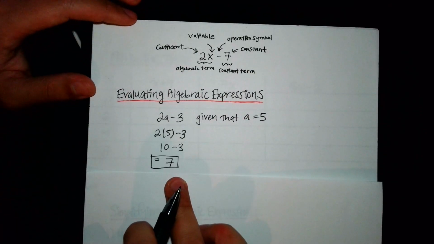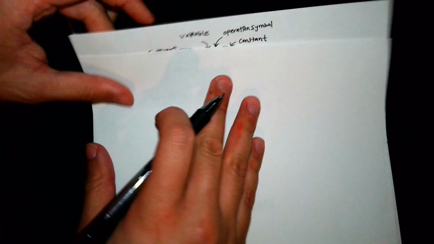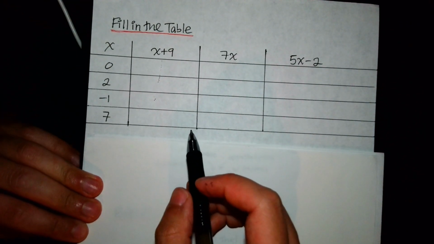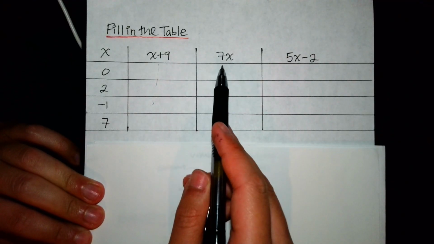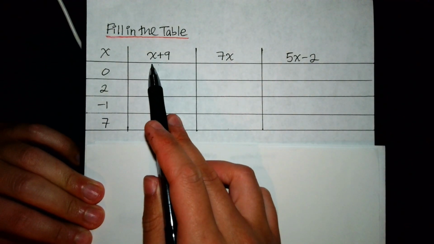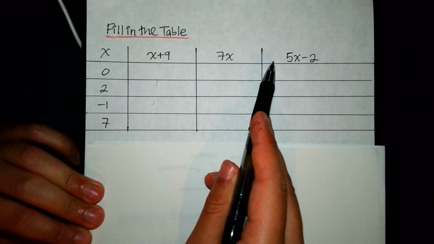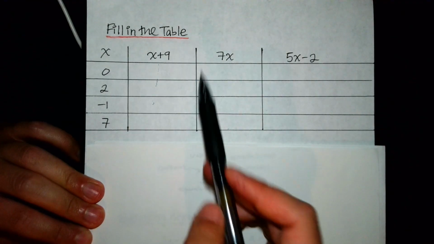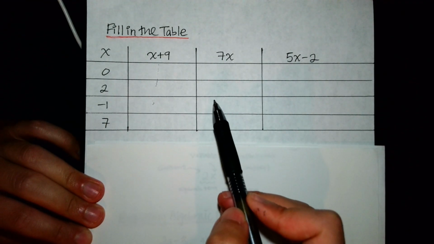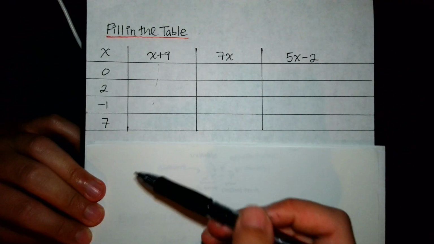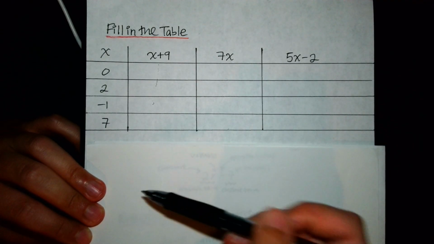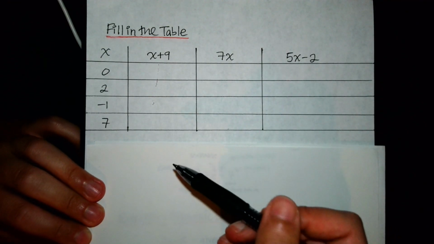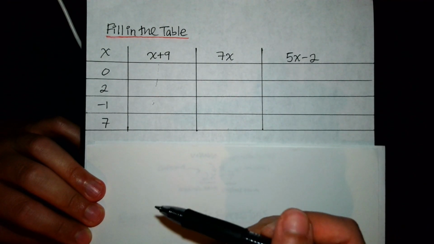Let's continue with some more examples. So I've created this table here. It contains 3 algebraic expressions, each of them containing only one variable. The variable that we're dealing with is x. Now, we want to fill in this table. I would highly recommend that you pause the video and try filling out the table yourself. Alright, I suppose you made an effort to fill out the table. Let's go over it together.